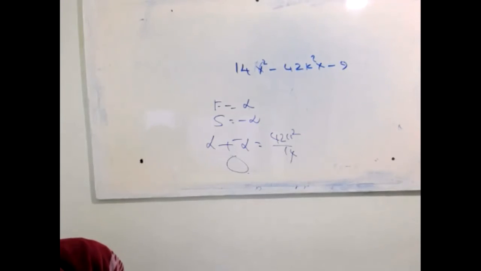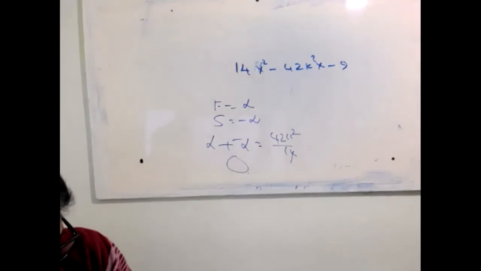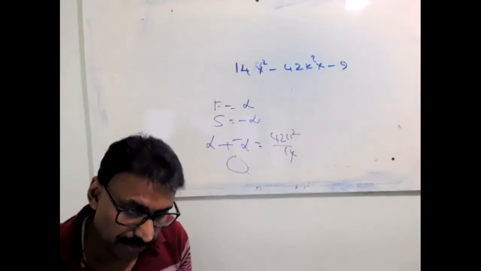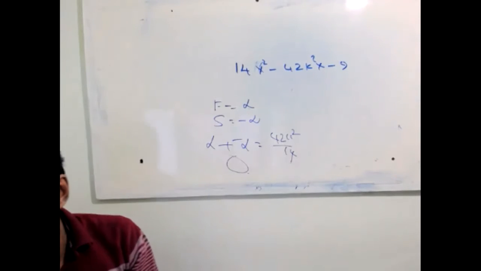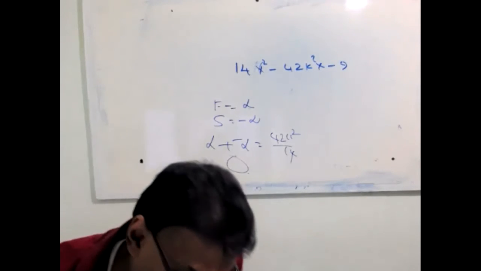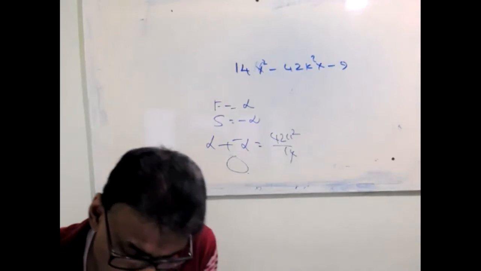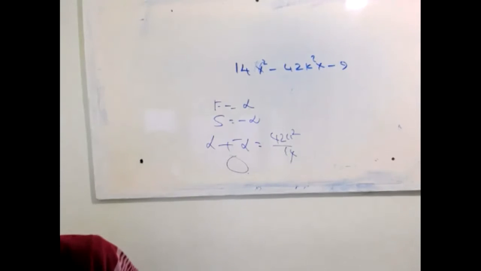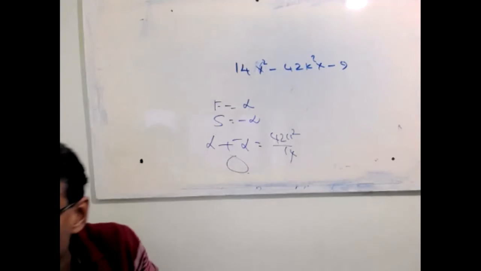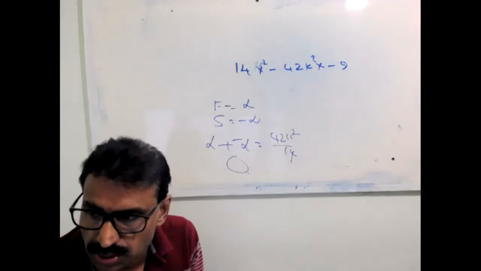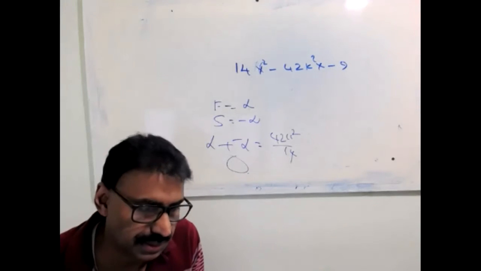Find all the zeros of x square minus 2x. Okay, try now.